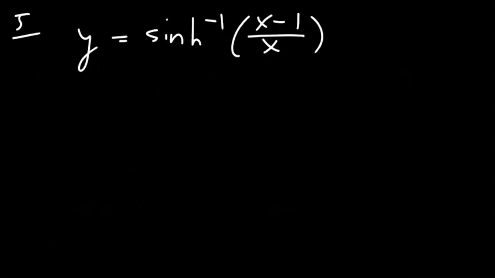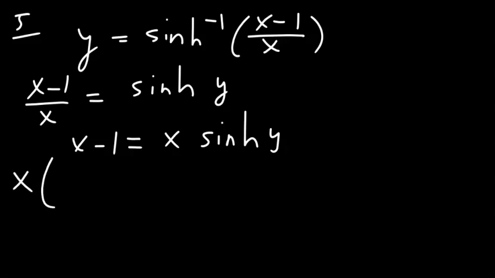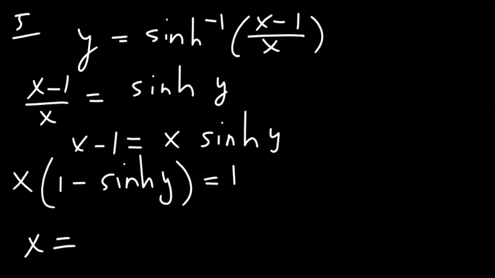Let's perform the differentiation of this function with respect to x. So step number 1 is to express x in terms of y. So that's going to be x minus 1 over x is hyperbolic sine of y, or x squared minus 1 is x times hyperbolic sine of y. So gathering the terms with x, you get 1 over 1 minus hyperbolic sine of y, that being x.